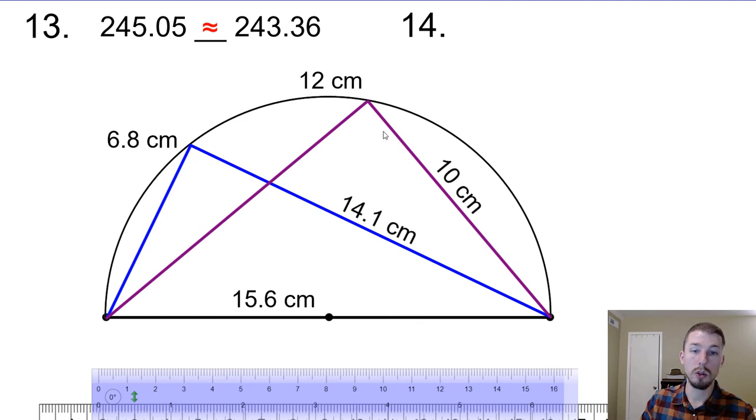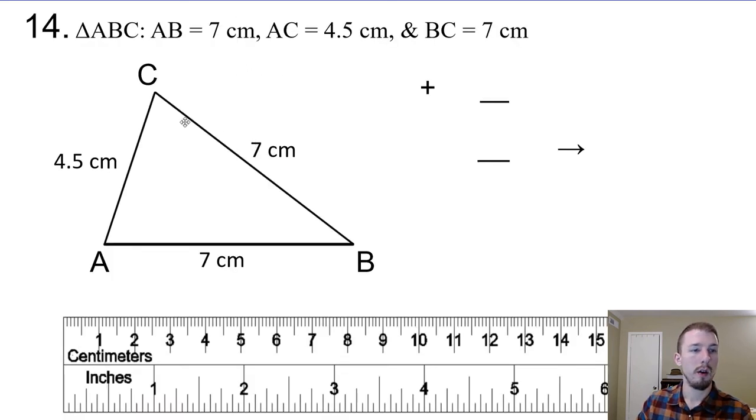So you can check the other one, do the same method. So 12 squared plus 10 squared, take the square root of that, and it should be really, really close to 243.36 as well.